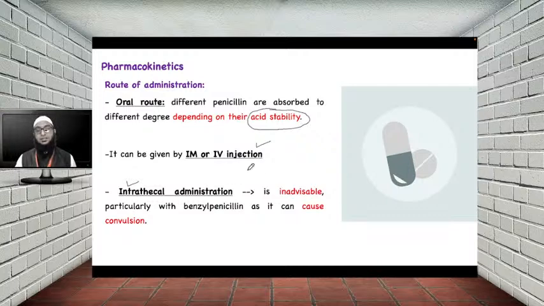However, it was observed that intrathecal administration is inadvisable, particularly with benzyl penicillin, as it can cause convulsions. So that is the problem. Although you are trying to reach the brain, intrathecal administration produces convulsions. Although it is a simple way to send the drug towards the brain, it may not be advisable because of the risk of causing convulsions. So the only routes available are IM or IV injection for the treatment of infection if you want to use benzyl penicillin.